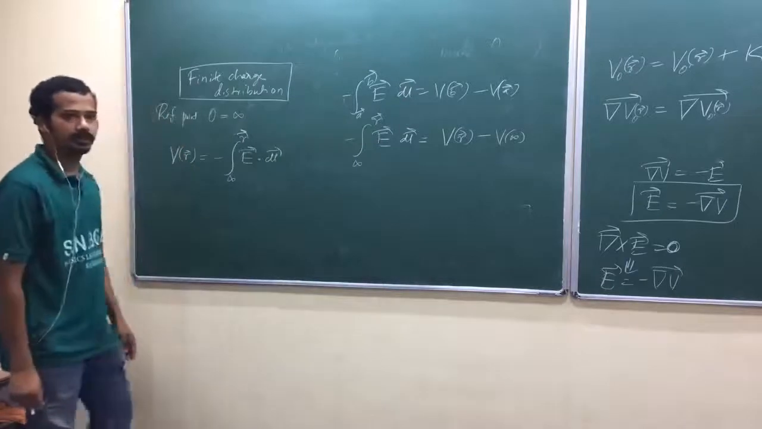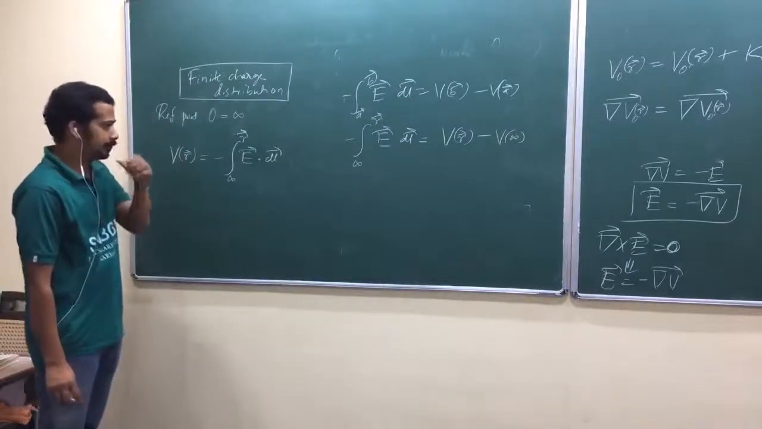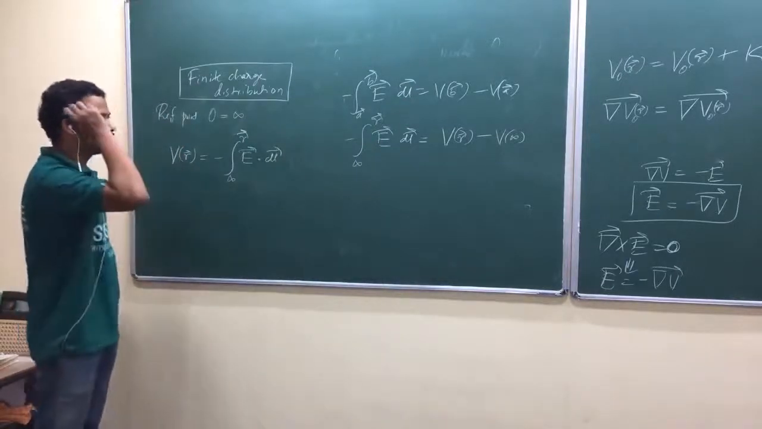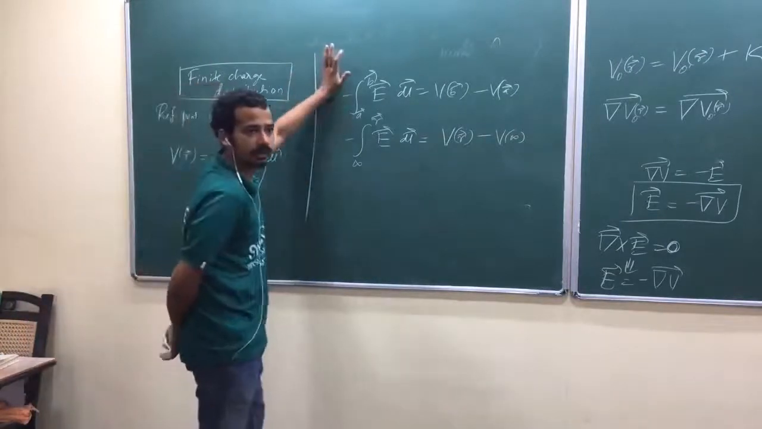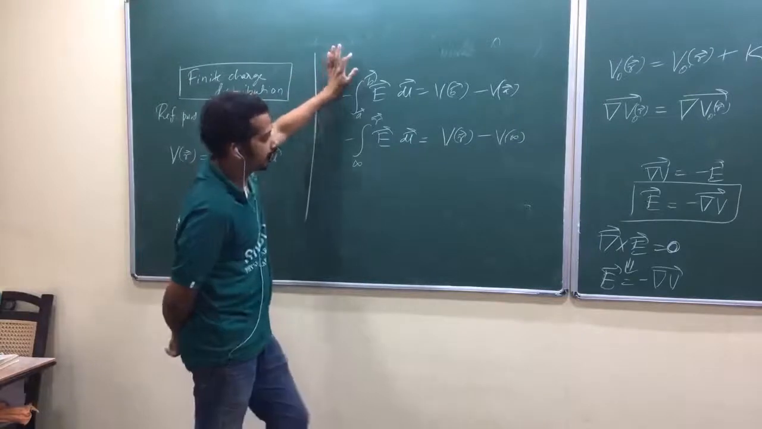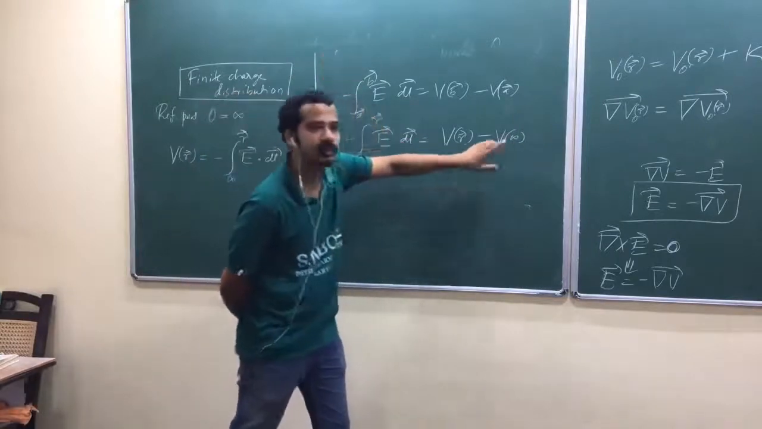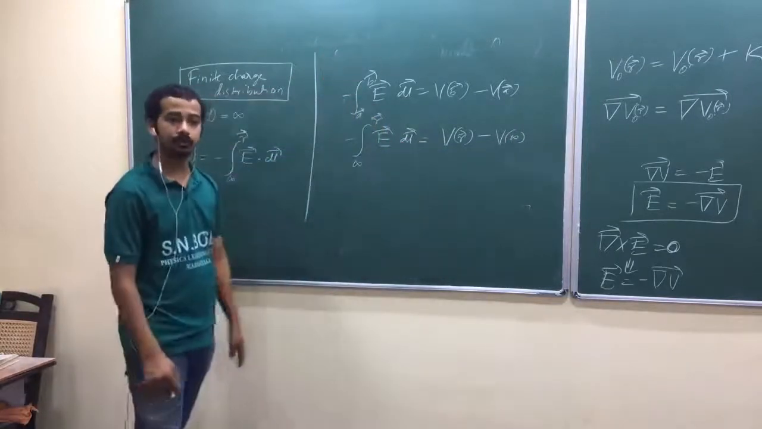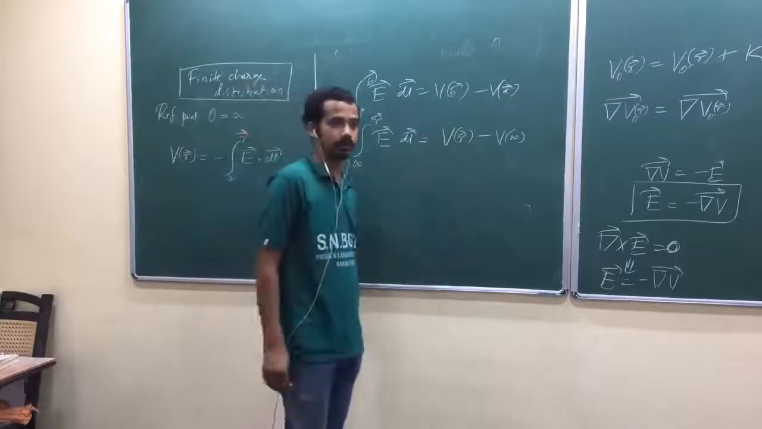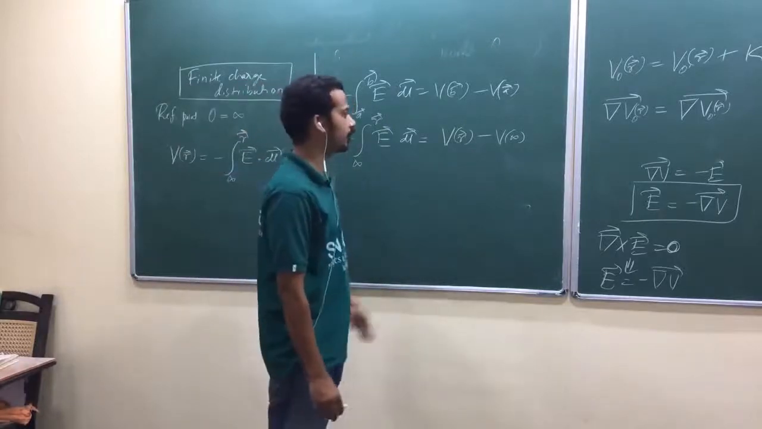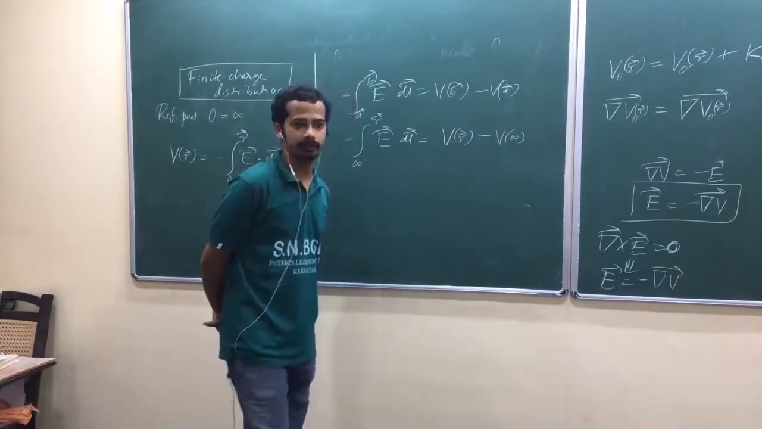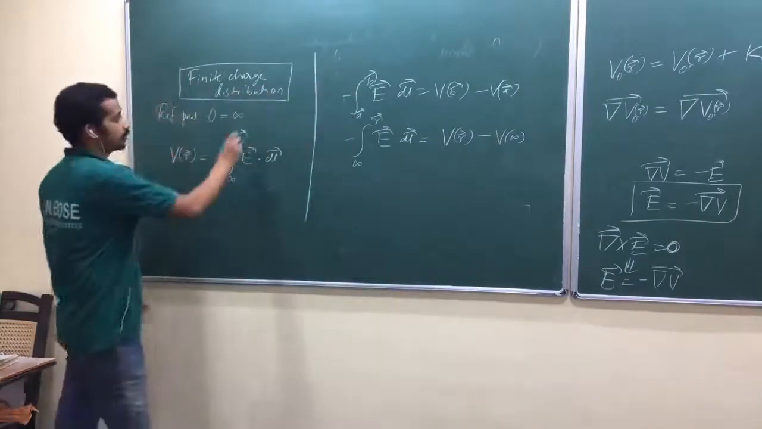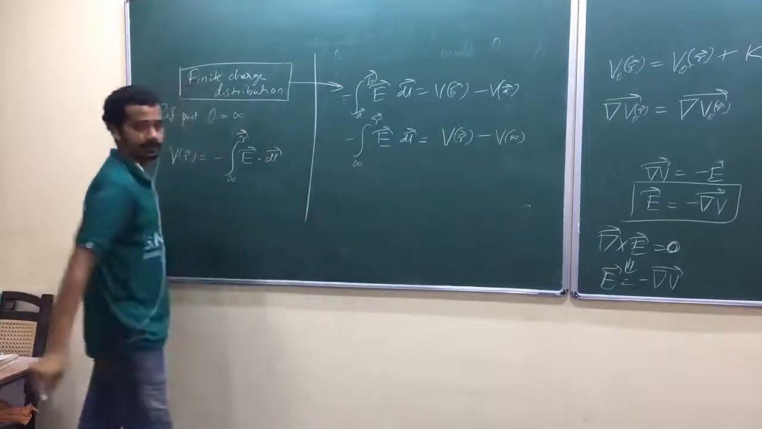Now look here. If I define it like this, again, this is one possible definition. Concentrate here. Now you can choose V of infinity as 0. Usually that will be 0. Potential at infinity is 0. What do you mean by potential at infinity? What do you mean by infinity? For a finite charge distribution, I'm just talking about finite charge distribution here.